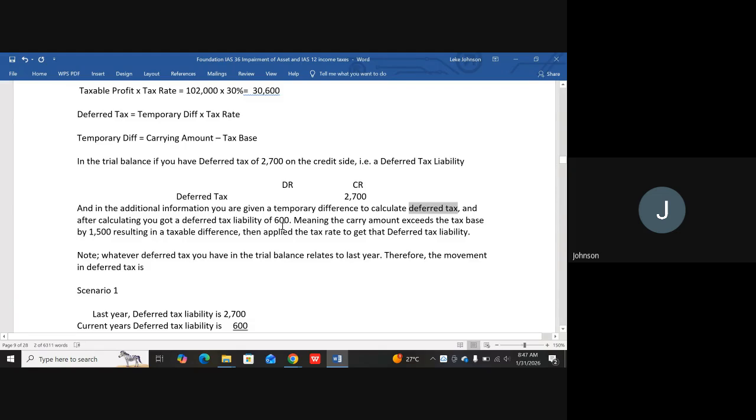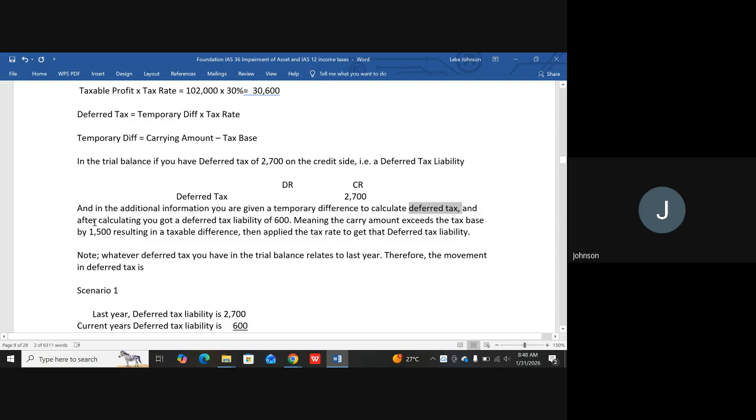Let's assume the question already gave you this balance in your trial balance. Your deferred tax is on the credit side to indicate that it's a liability, right? Then they also give you information that can help you to calculate the temporary difference. When you multiply it by the tax rate, you're going to get a deferred tax, either an asset or a deferred tax liability.